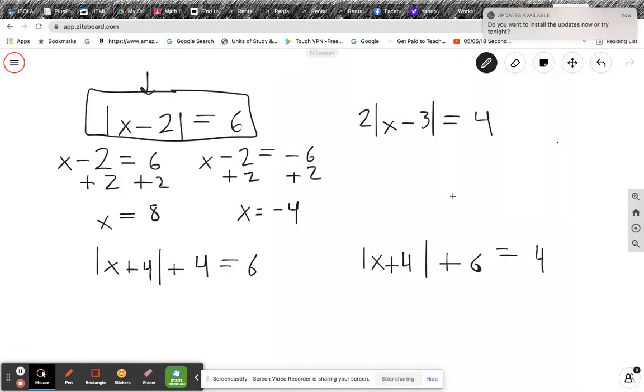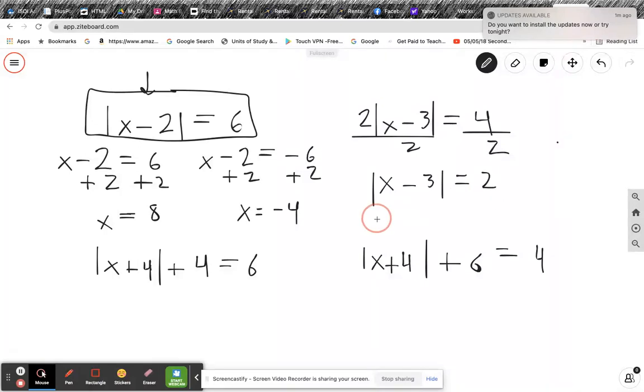Now, the other examples are something that you have to do first. First, we have 2 times the absolute value of x minus 3 is equal to 4. Before setting up our two separate equations, we have to divide by 2 on both sides. And the reason why is because we have to get rid of that 2 that's in front of the absolute value. Once you do divide by 2, you're going to get your absolute value by itself, like so.